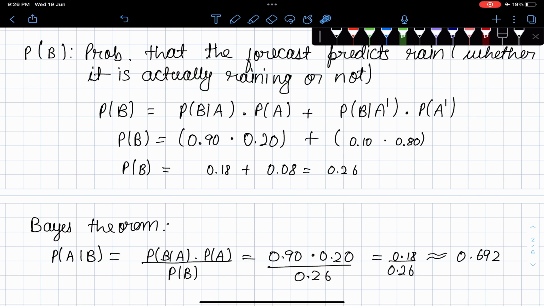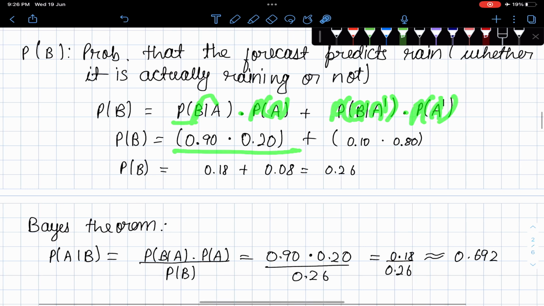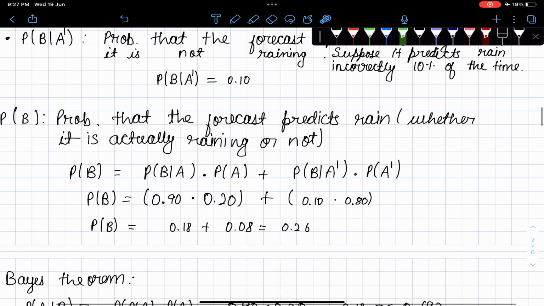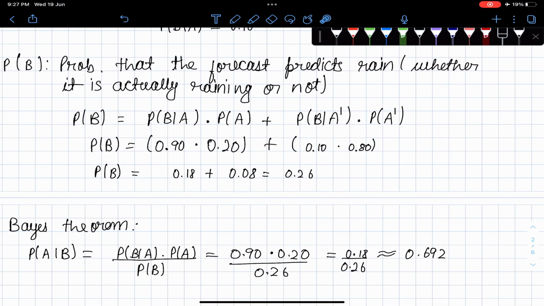So we did nothing, just the probability that the weather forecast predicts rain and it is actually raining, times it is raining. Plus the weather forecast predicts it will rain but it is not actually raining, times it is not actually raining. We multiply and we get 0.18 plus 0.08 equal to 0.26, which is an interesting number, because we reduced our sample space and that's how we got this.